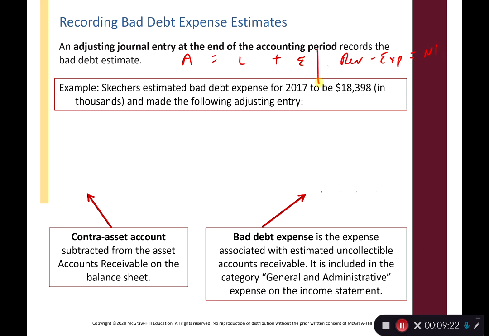So if we believe the customer isn't going to pay us, that's going to create an expense for the business, $18,398 in this case. And under the expense recognition principle, we have to record it at the time of sale. So this is an estimate. That makes net income go down and equity go down. But because we don't know for sure we're not going to get the money, we don't want to use the receivable account directly.